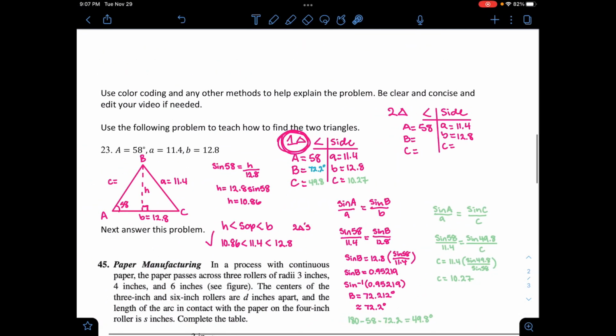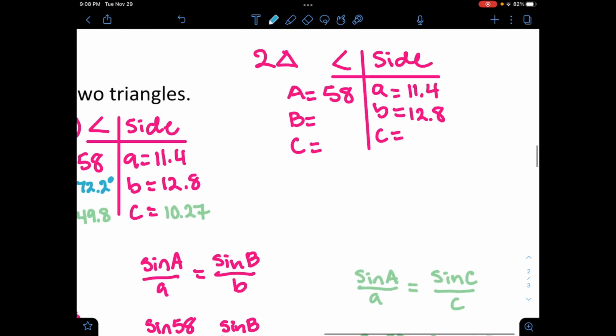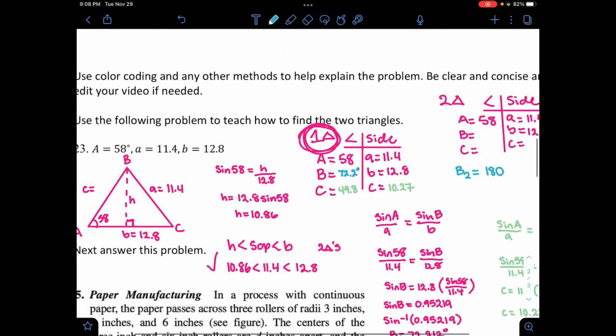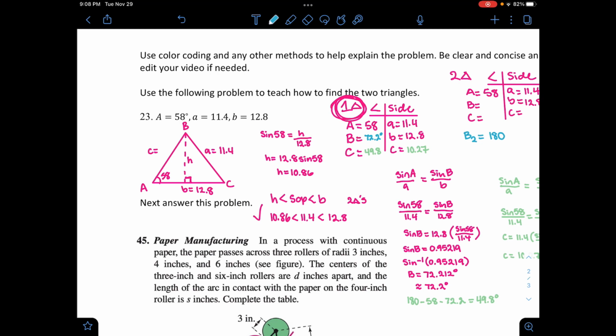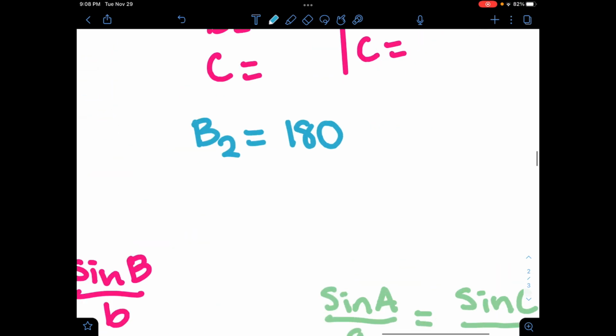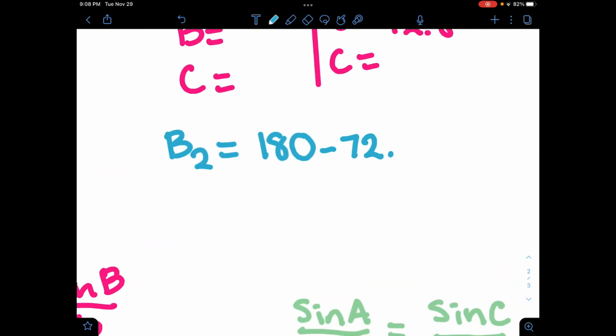Okay, so I took the liberty of already starting to fill up the chart again. We're going to take everything that we know from our first equation and plug it into right here. And now we're going to solve for angle B for the second triangle. What you're going to do is start with 180, since once again all three angles of a triangle equal 180. And you're going to use the 72.2, which you got from this first B right here, and subtract it, minus 72.2.